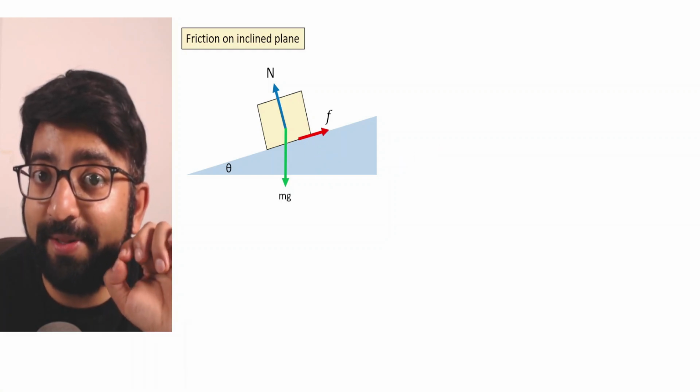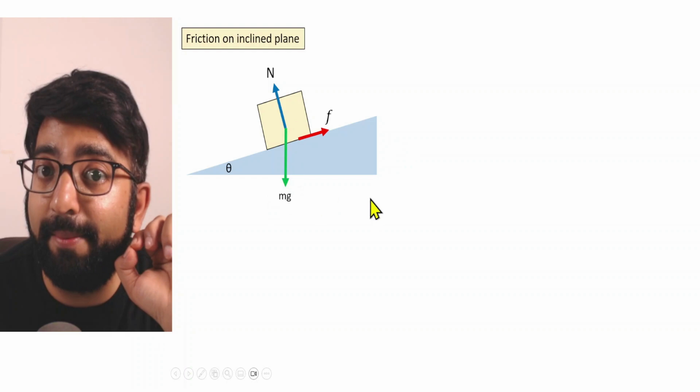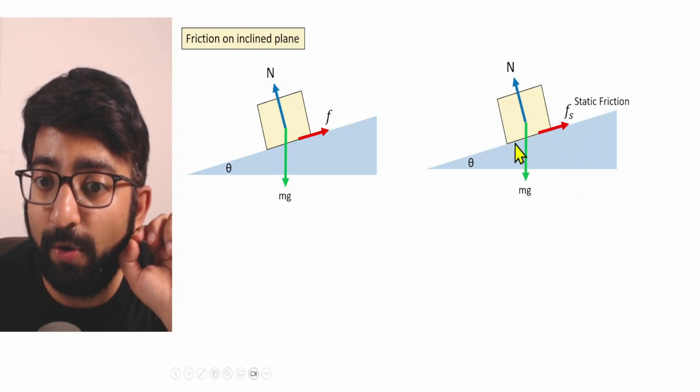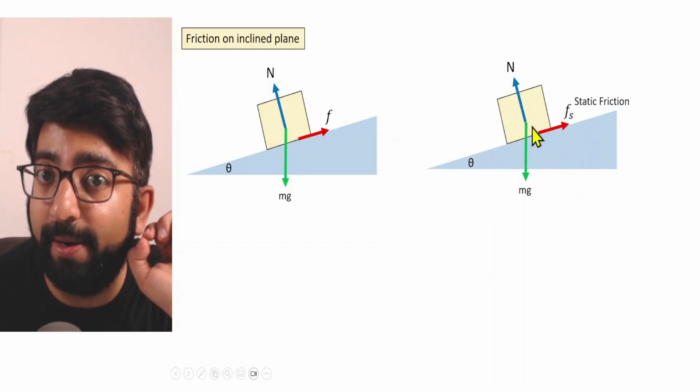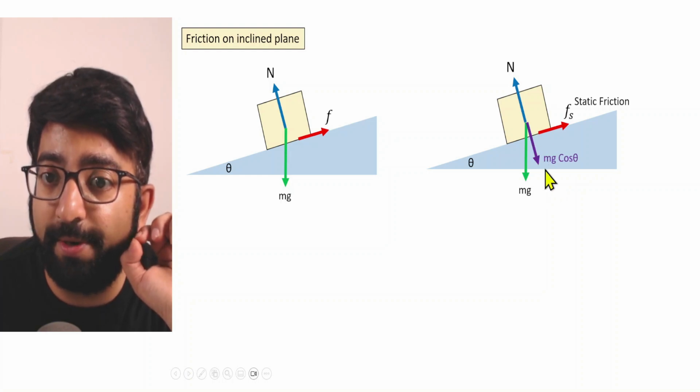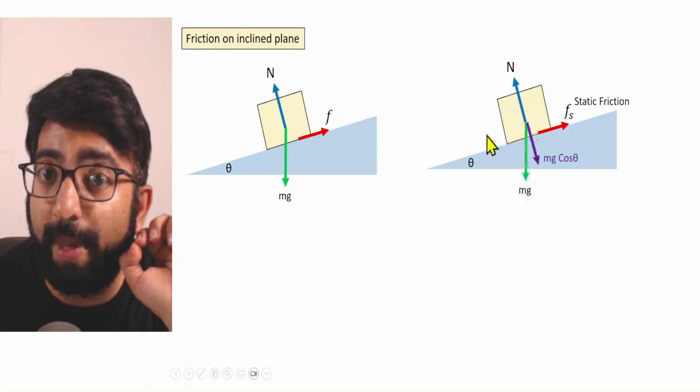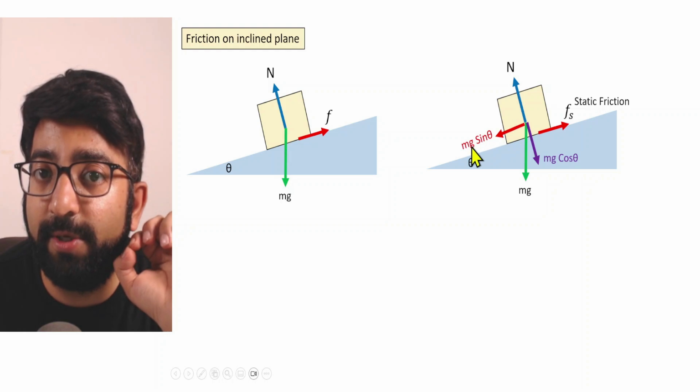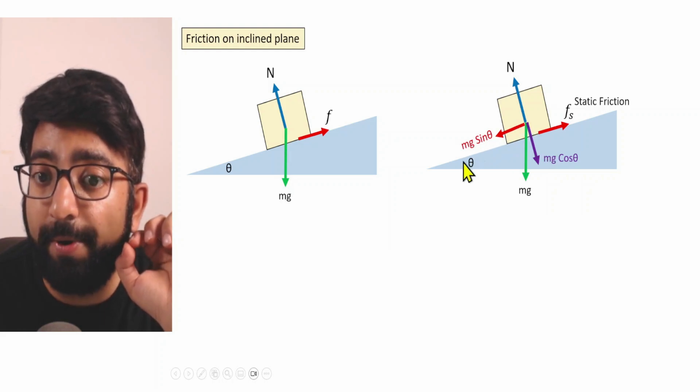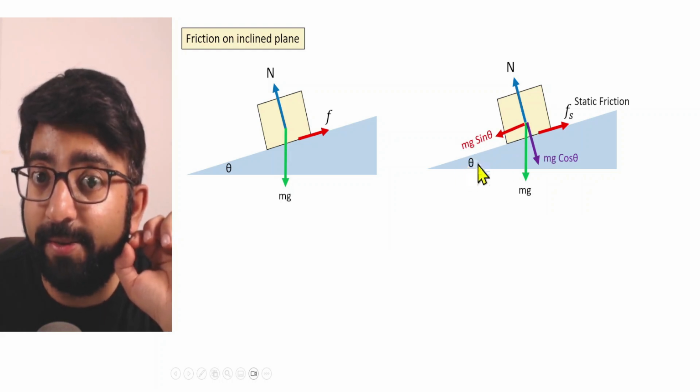Now, in order to further the analysis, we are going to break the mg into two components. So the component of mg which is perpendicular to the incline will be mg cos theta, and the component of mg parallel to the incline will be mg sin theta. How are we getting the components? Because consider this angle is theta.